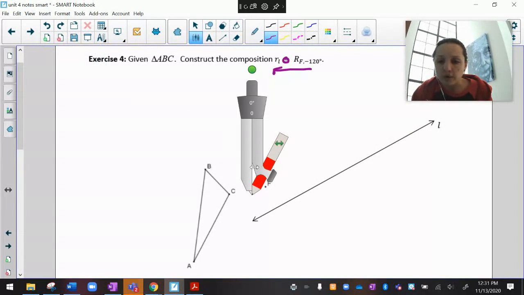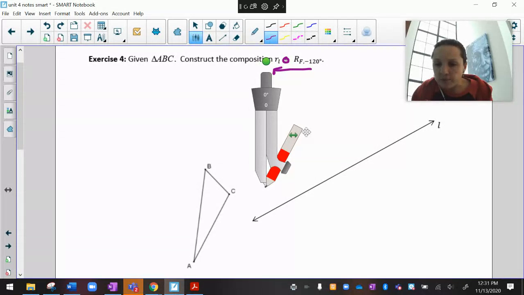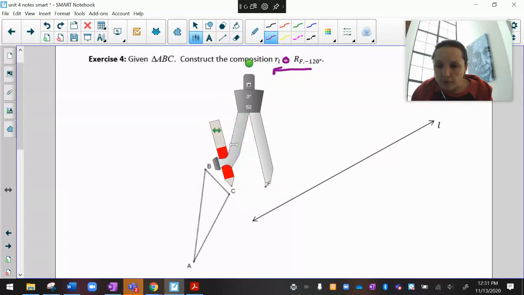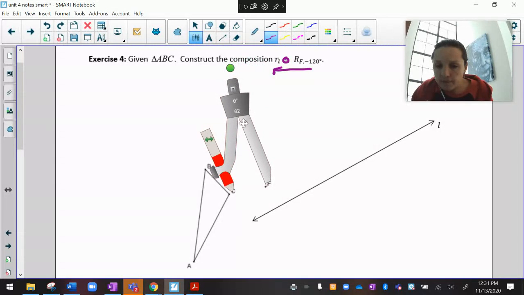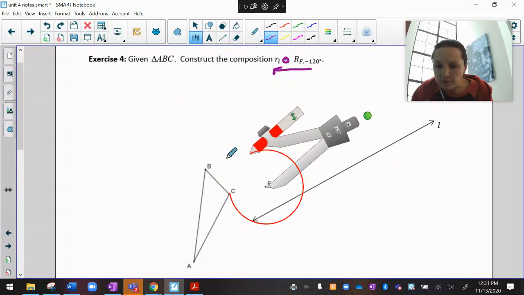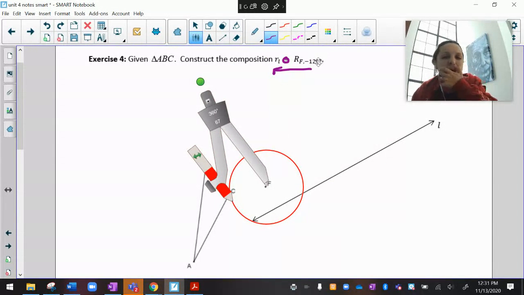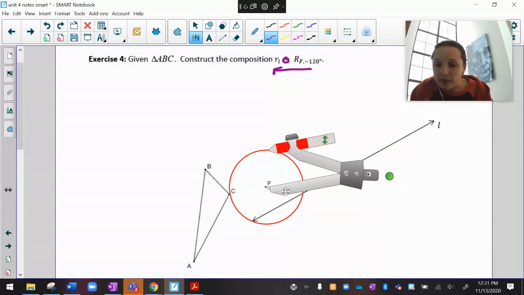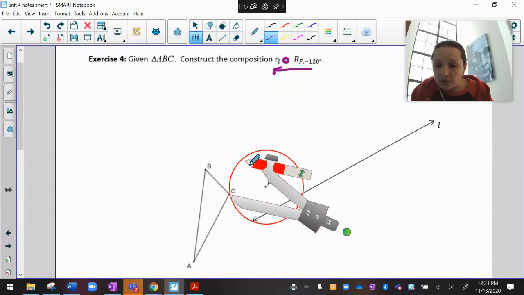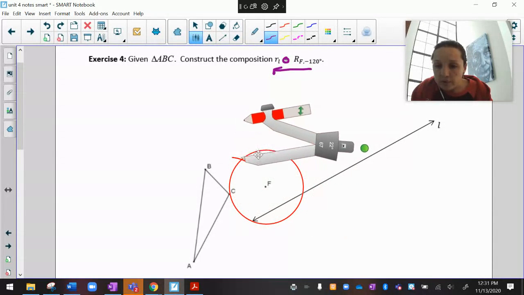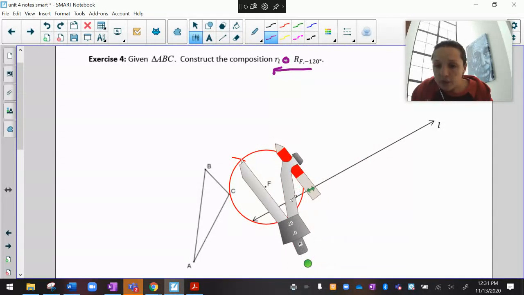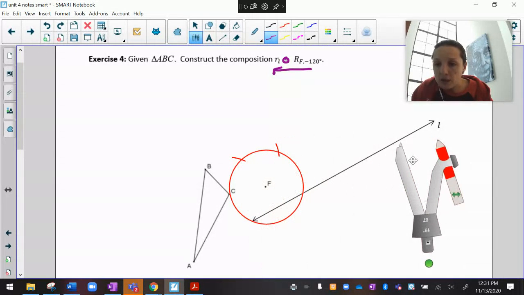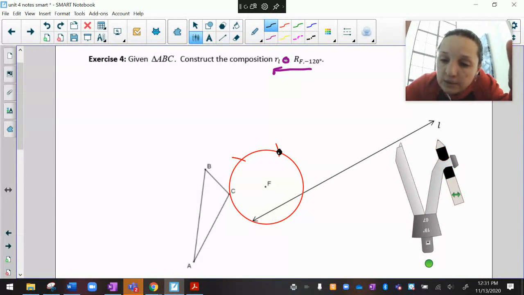So rotations are the ones where you put your pokey part on your center, you open up to one of the points. So move F to C. Mine's never going to be perfect, but that's as good as it gets. Now I need to go negative 120. So negative 120 means clockwise 2 arcs. So I'm going to start at C and draw 2 arcs in a counterclockwise fashion. 1 arc, 2 arcs. Bing. So that is now C prime.